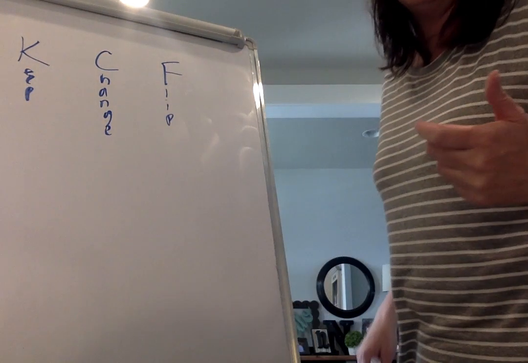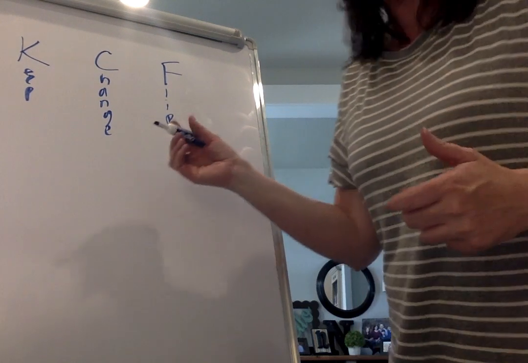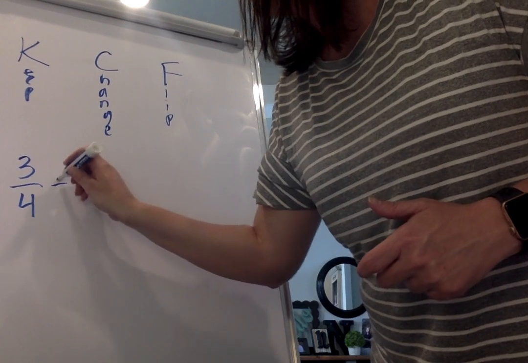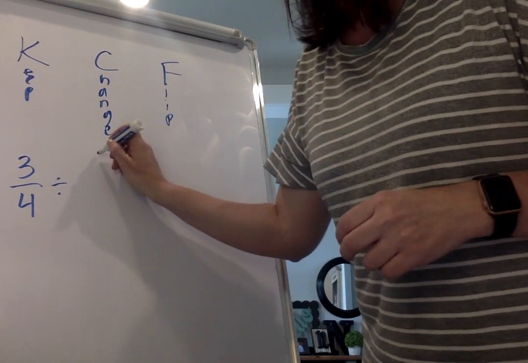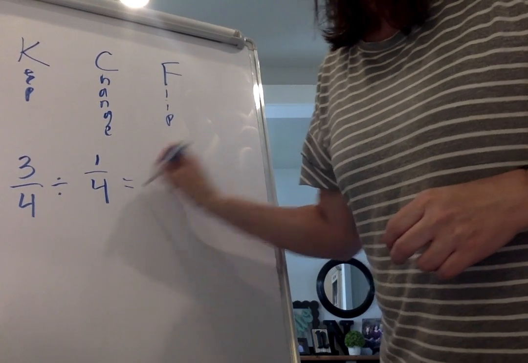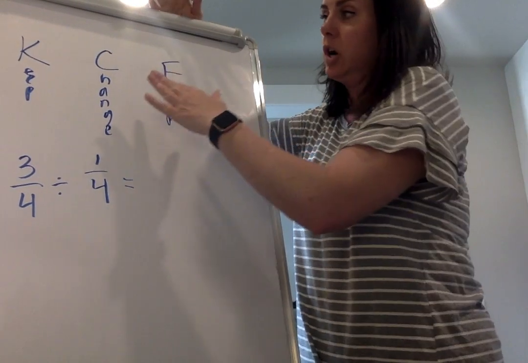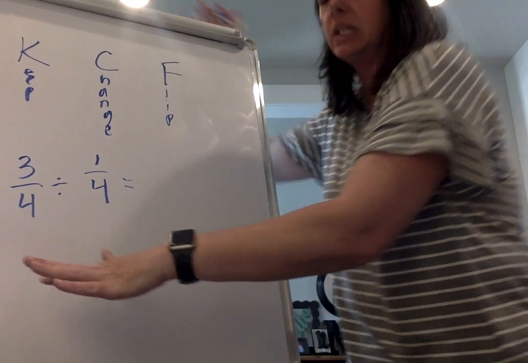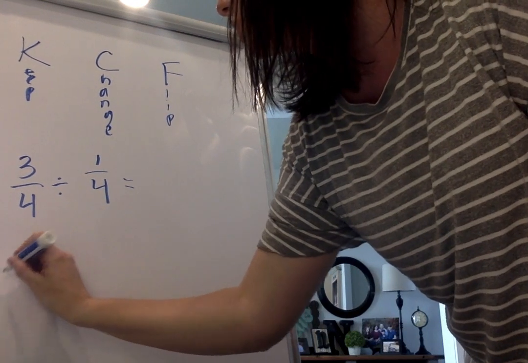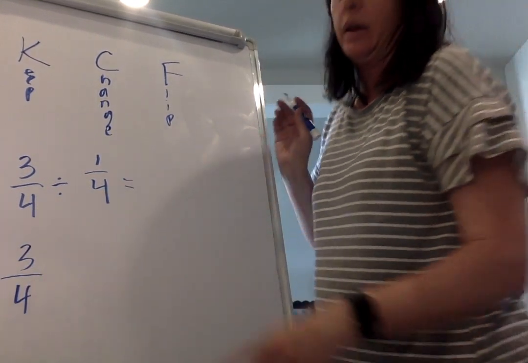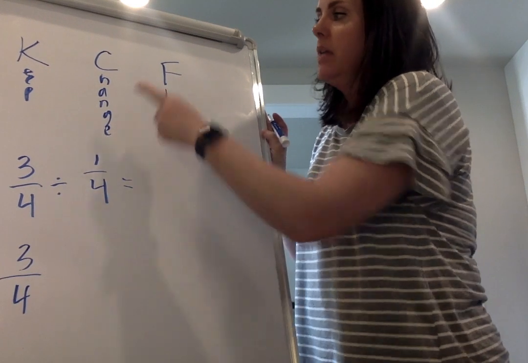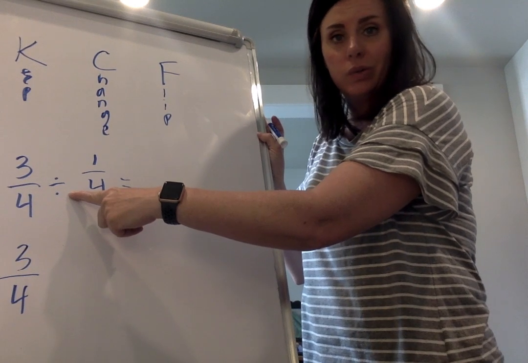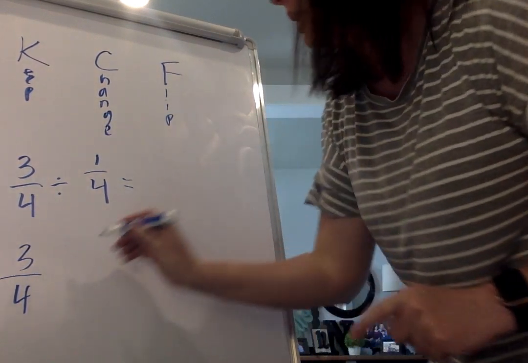Okay, so let's do one. Let's just try it out. So say I've got 3/4 divided by 1/4. Okay, let's follow our chart here. We're going to keep the first fraction. This stays the same. I'm going to bring it down just to show we are the same. Okay, 3/4, the same. The next one says change. We're going to change our sign. We're not going to do division. We're going to change it to multiplication.